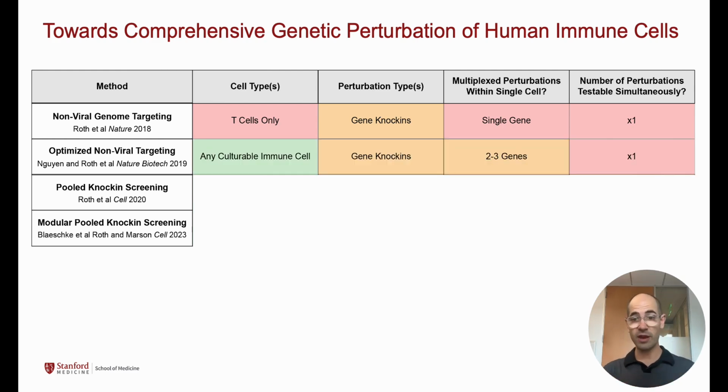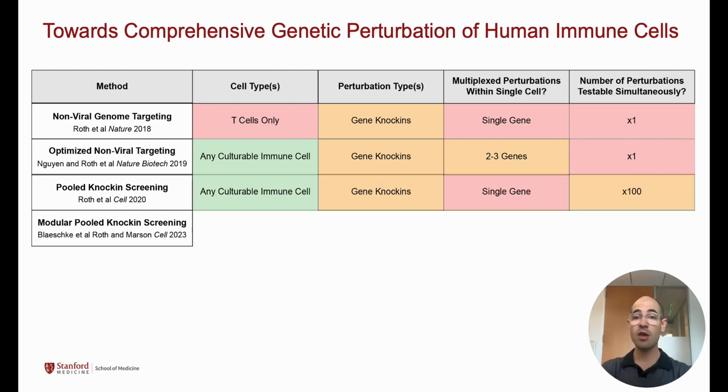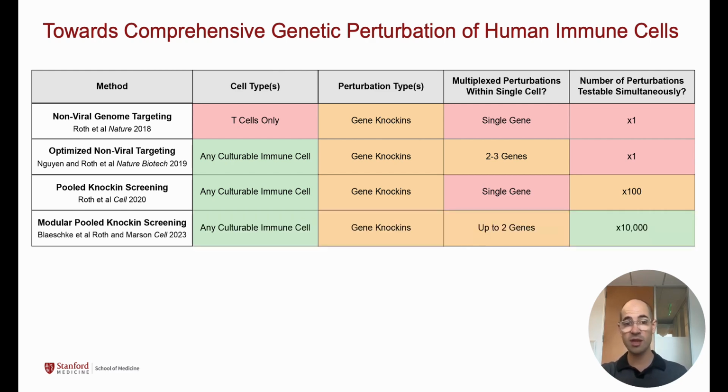We could then scale that up to essentially any easily culturable primary immune cell, and we can integrate larger sequences, so you can put 2 or 3 genes. We developed initial pooled knockin technologies that allow you to screen up to about 100 genes at a time, and then improved workflows that allowed us to go up to 10,000 genes at a time.